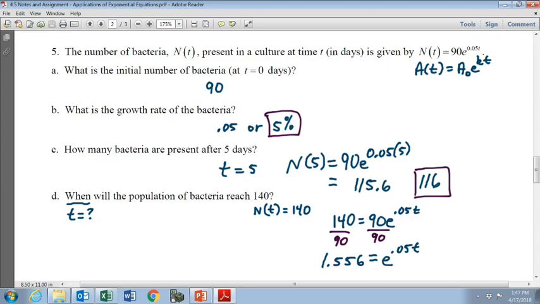Now that it's in exponential form, we have a base of e, an exponent of 0.05t, and an answer of 1.556. Let's rewrite this so that it's in logarithmic form. You should get natural log of 1.556 is equal to 0.05t.